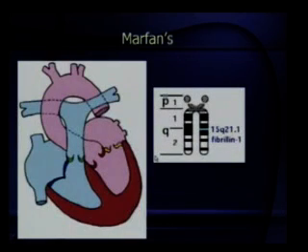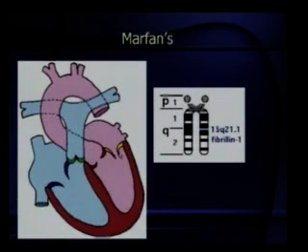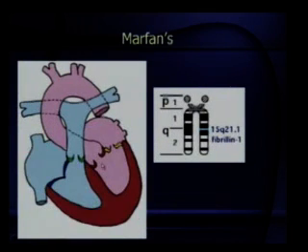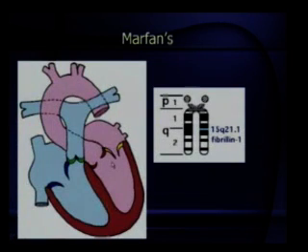Then you look at Marfan syndrome. Why is Marfan's important? Because Marfan syndrome will give rise to mitral valve prolapse and will also give rise to aortic root dilatation and aortic regurgitation.